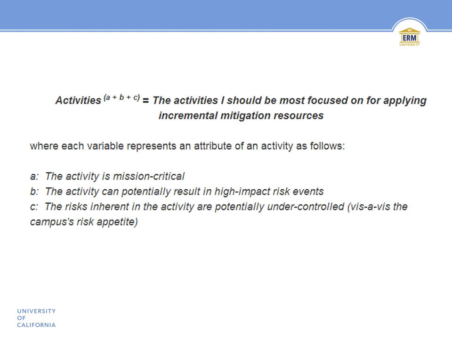B: the activity can potentially result in high-impact risk events. In other words, if something goes bad in carrying out this activity, the impact is very high on a scale. And C, and this is very important: the risks inherent in the activity are potentially under-controlled. A lot of the top risk lists I've seen in the past ask, what are your top risks? And you say, oh, it's that we won't get accredited. You go, oh yeah, if we don't get accredited, that's bad. And in fact, in my method here, accreditation comes up as almost the highest risk because it threatens what Berkeley is.